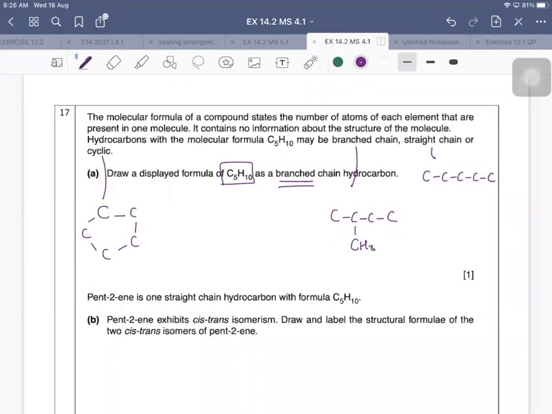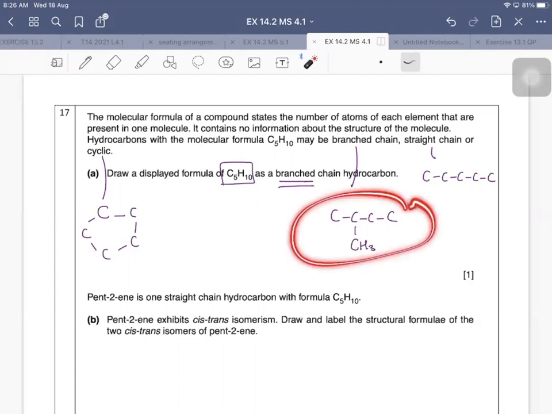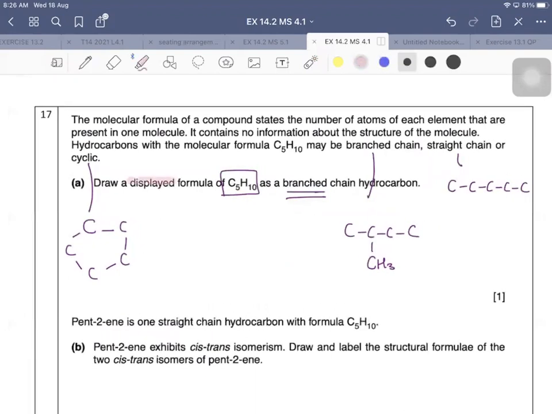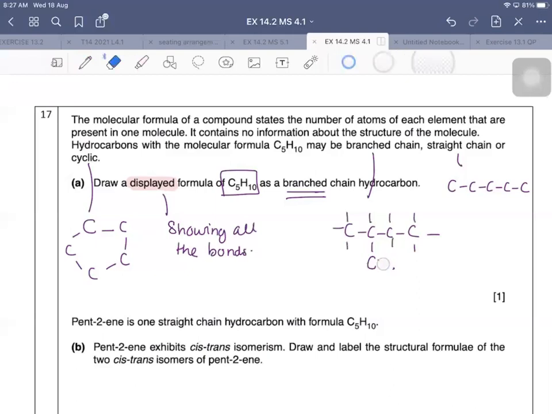So I think there are many possible answers to this, okay? But the question is only asking for one. So this itself is already the answer, but be careful because the question says displayed formula. Now, displayed formula means showing all the bonds. So this means that you have to draw out all of the bonds, including the CH3.